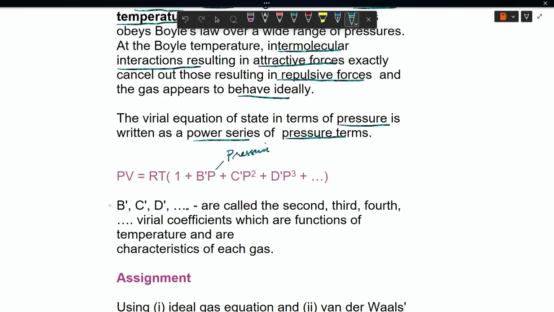where B prime, C prime, D prime, etc. are called the second, third and fourth virial coefficients, which are functions of temperature and characteristic of each gas. It is not characteristics, it is characteristic of each gas.